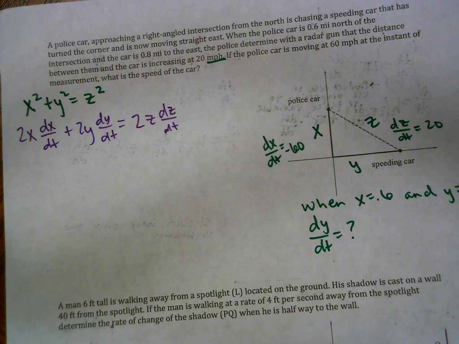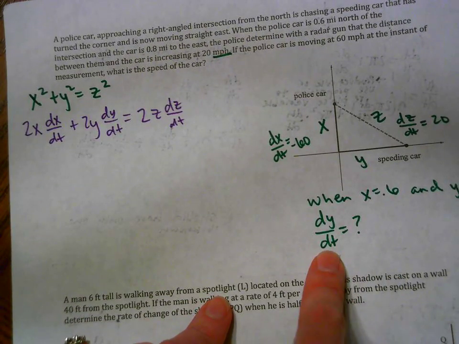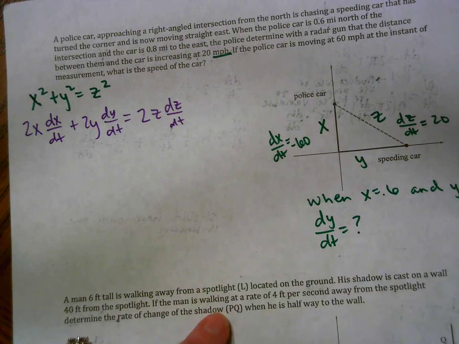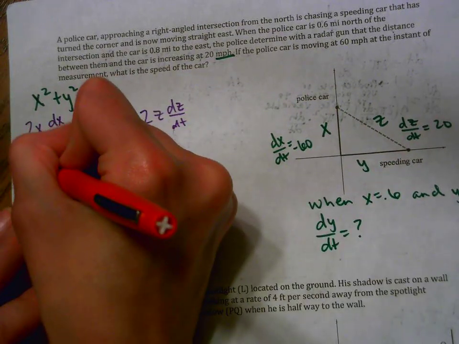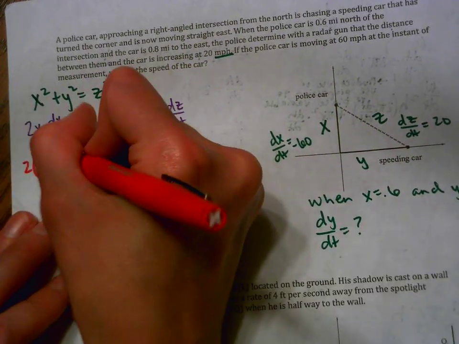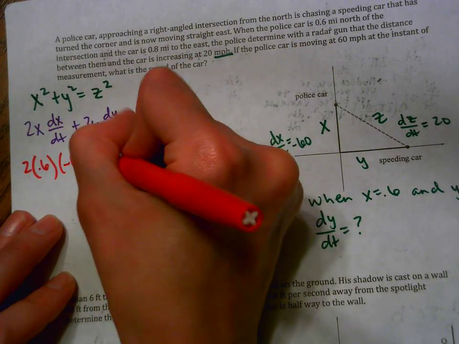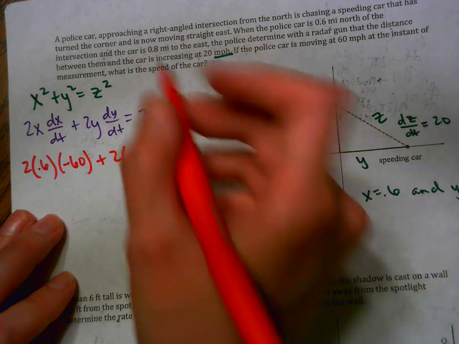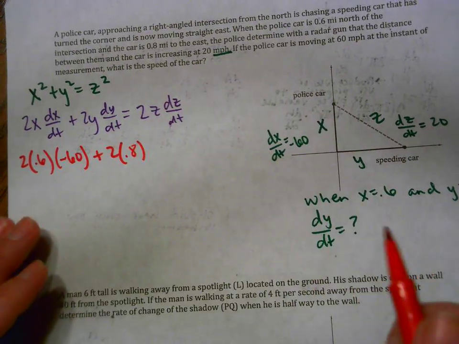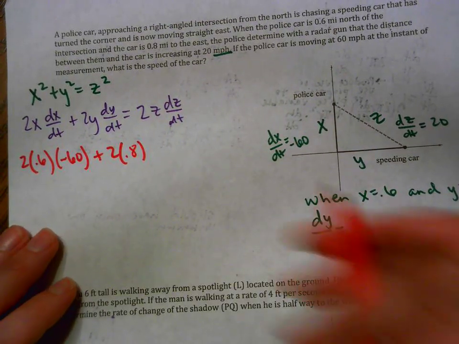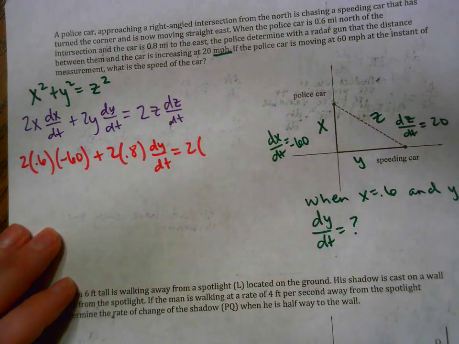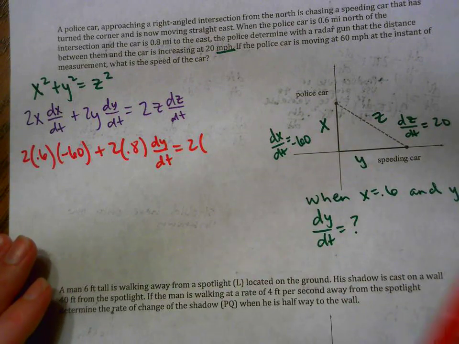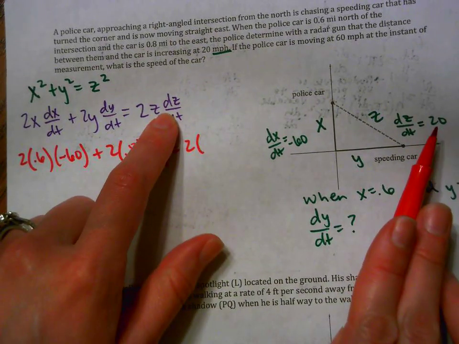So if I start to plug in, let's see if I get stuck, because the only missing variable I want to have is dy/dt. Everything else I need to plug something in for. So I have 2, when x is 0.6, my dx/dt is negative 60, plus 2 when y is 0.8, times dy/dt, which is what we're looking for, so we just leave that one, equals 2 times z. Notice we have no z labeled. We have dz/dt, but we need just z.